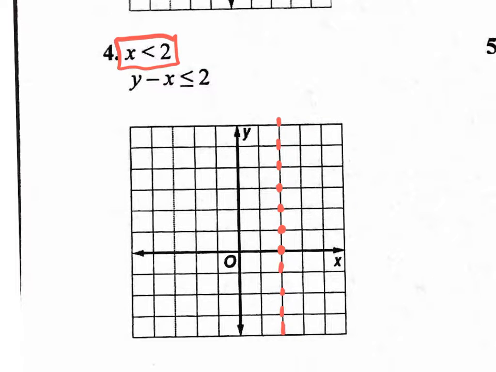Now, it doesn't say Y. It says X. So in terms of X, do I want to shade in the left side or the right side? The left. Because it says less. Does that make sense? It says X is less than. Which way is here's X. Which way is less than?